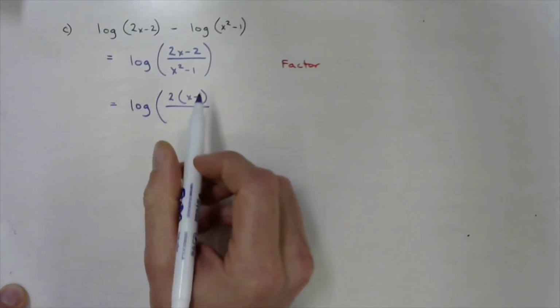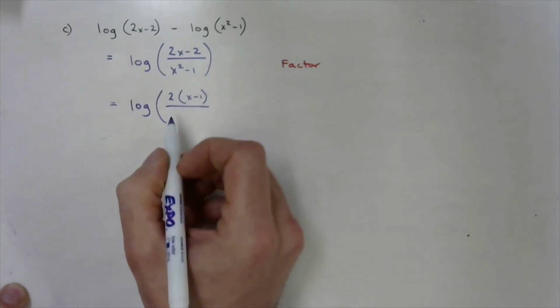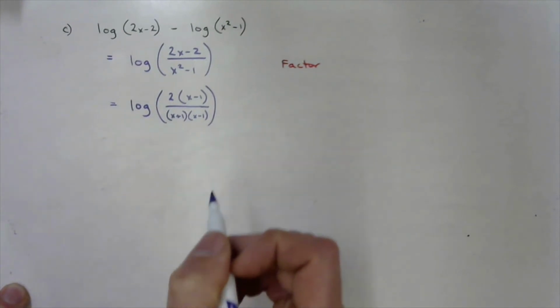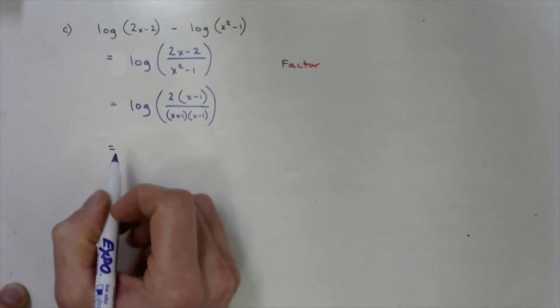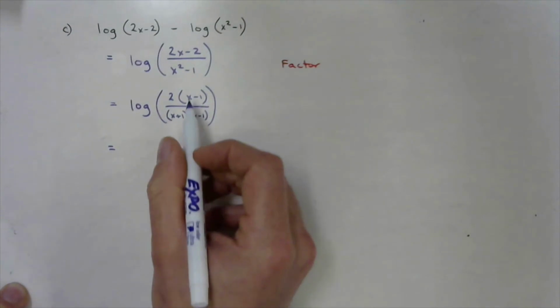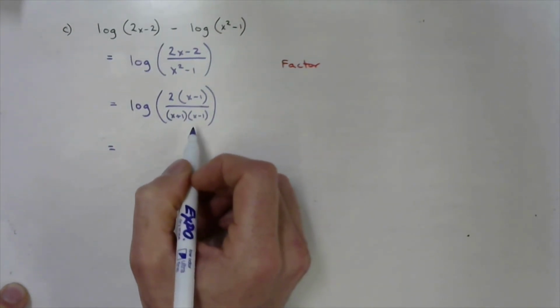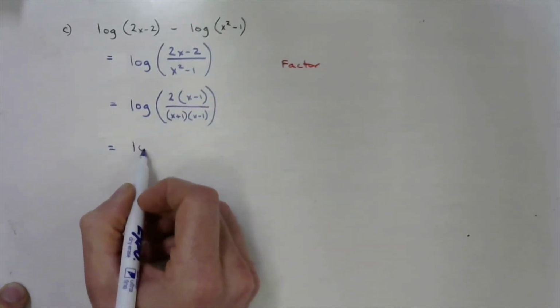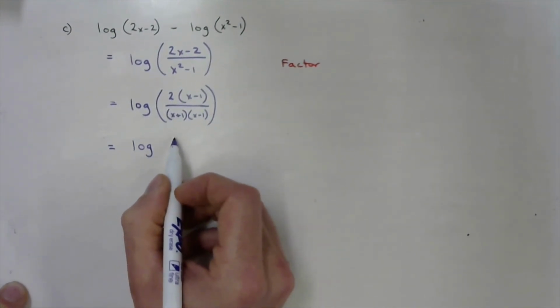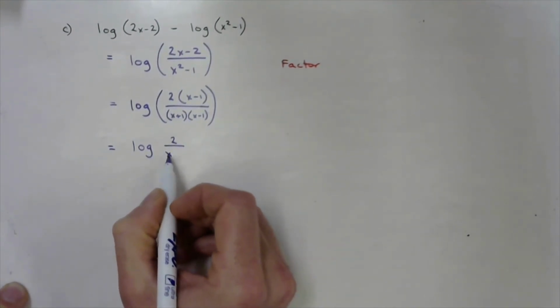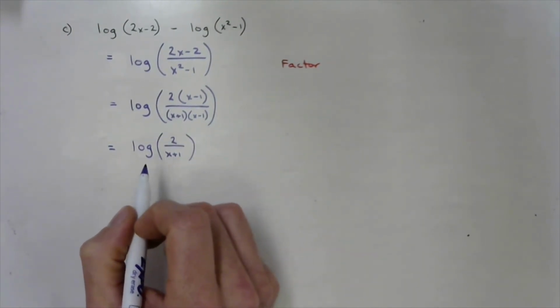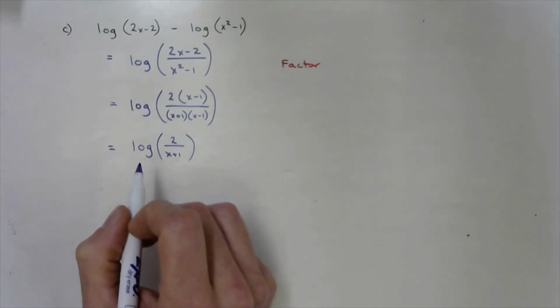And that's convenient because when we factor the denominator, which is a difference of squares, we end up with x plus 1 times x minus 1. And then you can see that within that log, one of the factors in the numerator and denominator cancel out, but we're going to need to remember it for our restrictions, which we'll talk about in a sec. So here we go. We've got now the log of 2 over x plus 1. And that is as simplified as we're going to get.